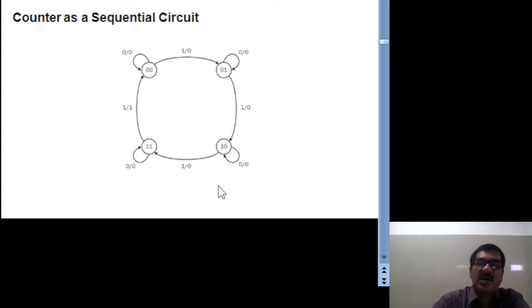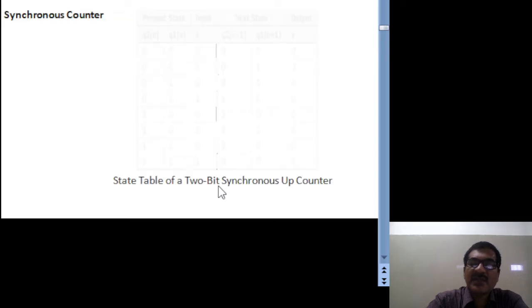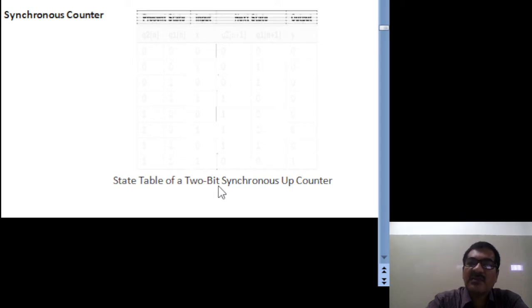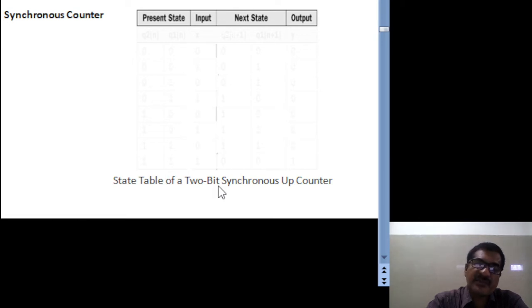Okay, so from this, how to construct the logic diagram, how to derive Boolean equations, and finally how to represent the VHDL program for this counter. Okay, so let us prepare a state table for this operation. Let us assume now initially it is a synchronous counter. So the state table here includes 4 columns: present state, input, next state, output.